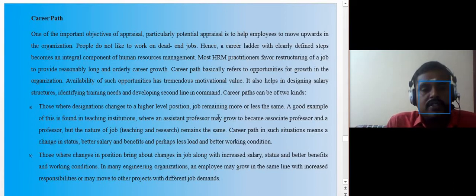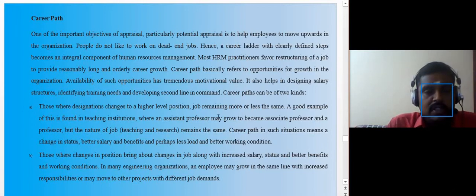There are those where designations change to higher level positions, with the job remaining more or less the same. A good example of this is found in teaching institutions, where an assistant professor may grow to become an associate professor and a professor, but the nature of the job, teaching and research, remains the same. The career path in such situations means changes in status, better salary, benefits, perhaps less load and better working conditions.